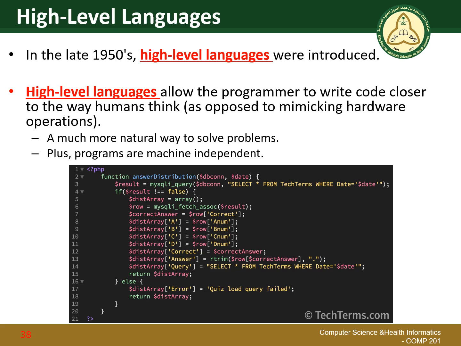High-level languages are a much more natural way to solve problems, where the programmer doesn't have to understand the hardware operations to write his code. Another important feature of high-level language programs is that they are machine independent, meaning they are able to run on a variety of computers and hardware, and are not restricted from this side.